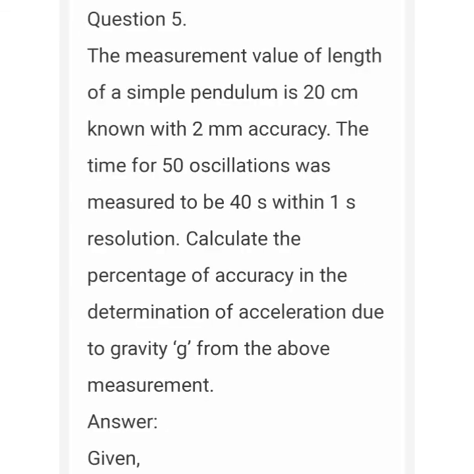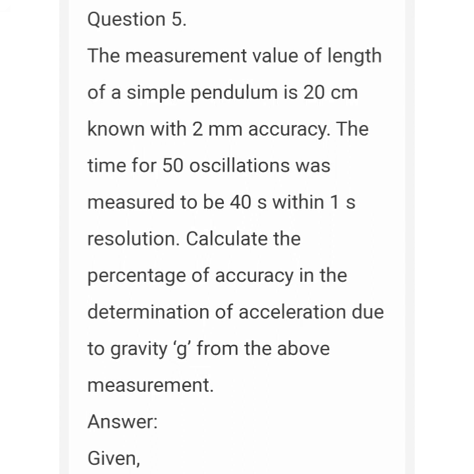Next problem, question number 5. The measured value of the length of a simple pendulum is 20 centimeter, known with 2 millimeter accuracy. The time for 50 oscillations was measured to be 40 seconds within 1 second resolution. Calculate the percentage of accuracy in the determination of acceleration due to gravity g from the above measurement.